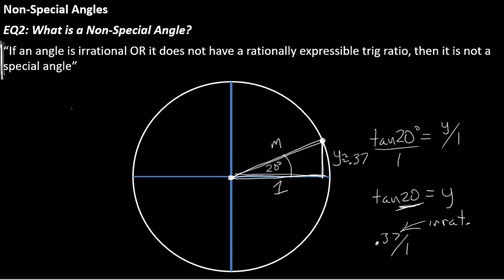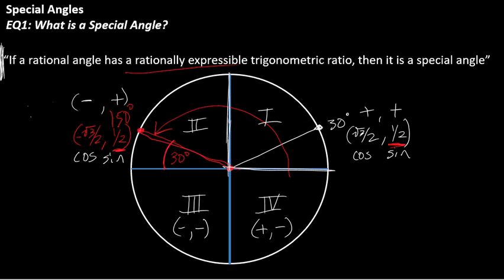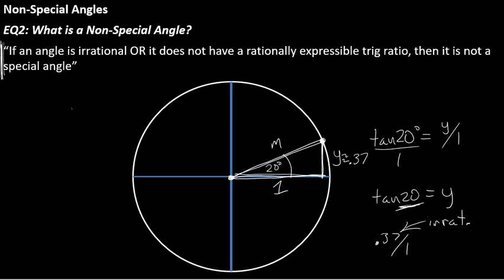I cannot express this trig ratio rationally the same way I could with these angles here, with these nice, cute little square root of 3 to 2, 1 to 2, and so on. So 20 degrees would be a non-special angle. Everything that doesn't have a rationally expressible trig ratio, or if the angle itself is irrational, and we'll see an example of that in a second, then it's not a special angle.